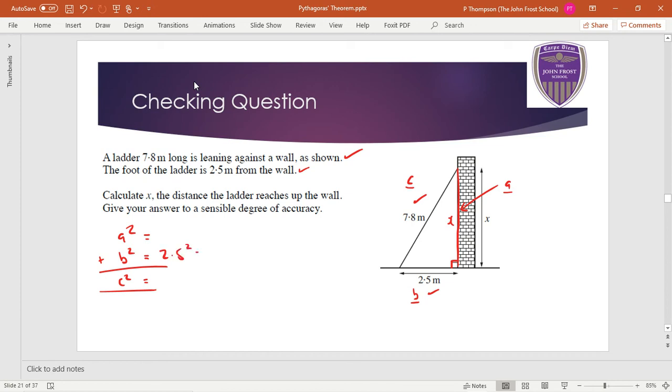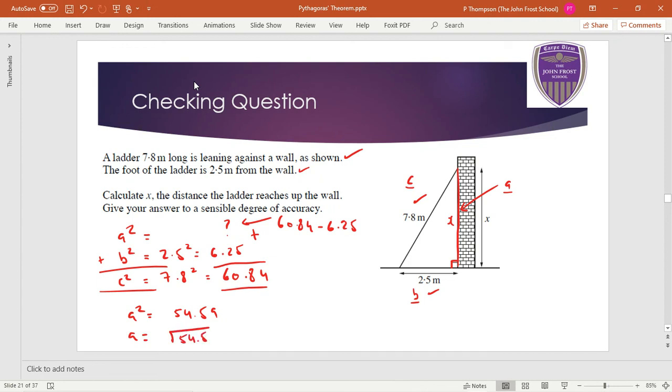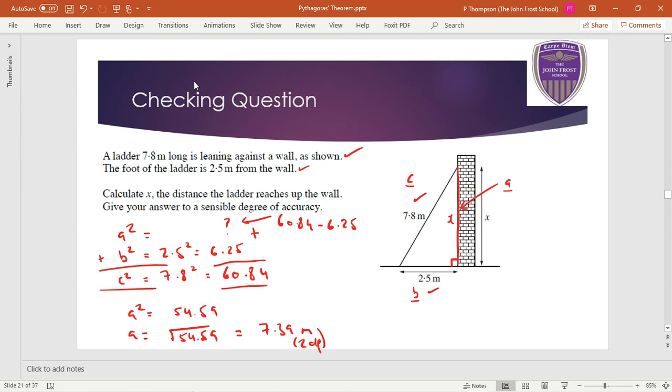B squared is 2.5 squared, which is 6.25. C squared is 7.8 squared, and I haven't memorized that yet. So 7.8 squared gives you 60.84. Memorize that one next time. So I'll just subtract: 60.84 take away 6.25, and you get that A squared is 54.59. So remember, to get A, take the root of 54.59. If I root this, you get 7.39 meters, to 2 dp. This actually was called X.